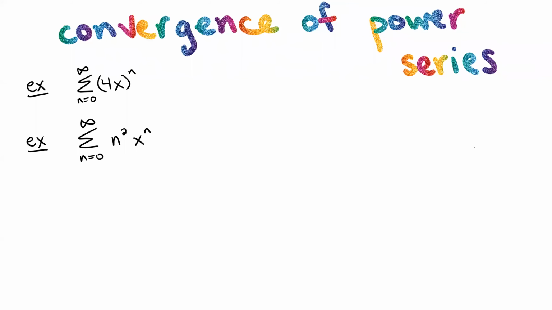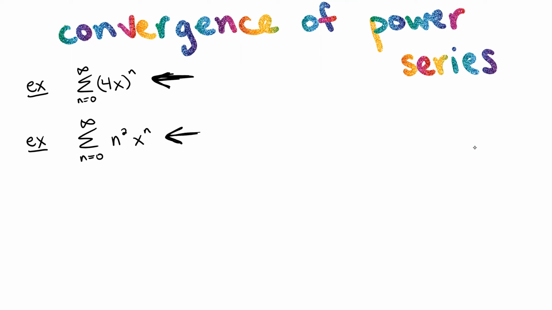Hello, math learners. In this video, we are continuing to talk about the convergence of power series. In the previous video, we introduced how to use the ratio test to determine what values of x make a power series converge. And in this video, we will do another example. Our previous video did this example here, and now we're going to look at this example here.